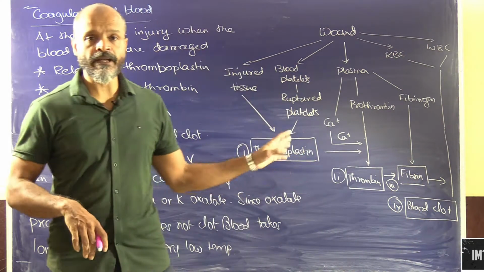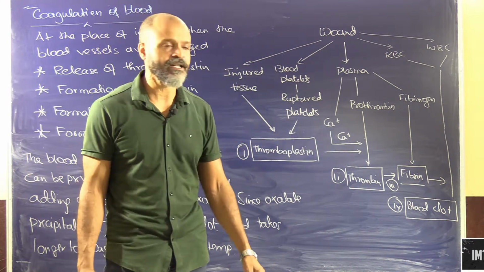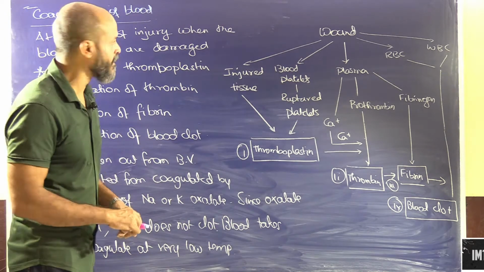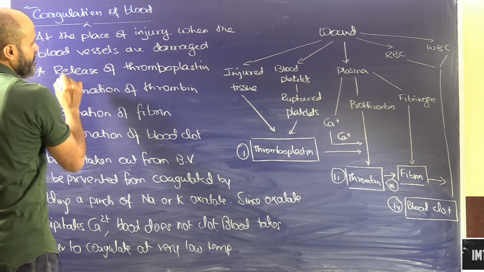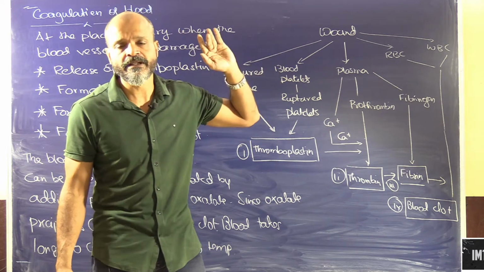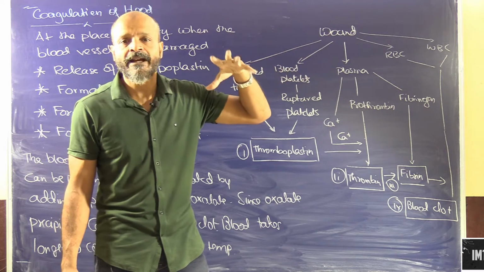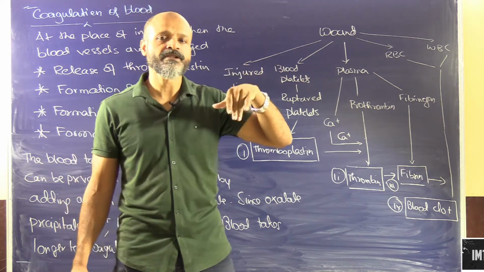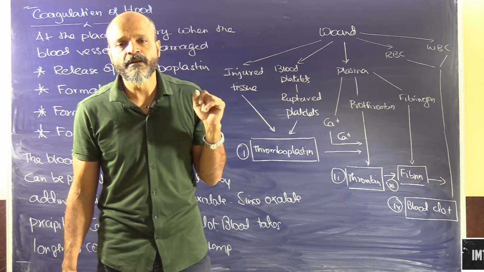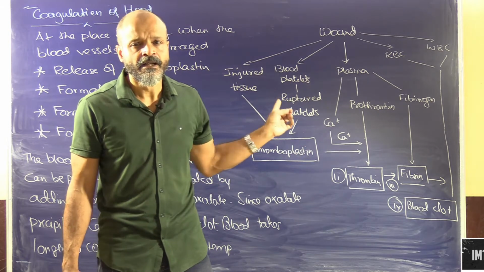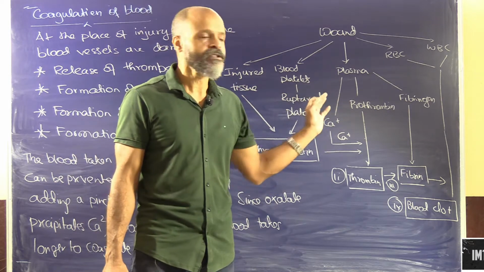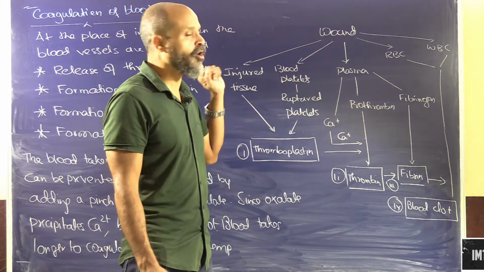So it's a very complex network and a cascade mechanism that we have seen. This is just the gist of it. Okay, what we just need to remember at the place of injury is the minimum thing. Of course, the involvement of the 12 or 13 odd factors in the final production of fibrin and the mesh or the network in which the WBCs and the RBCs get trapped so that the blood is not oozing out, that has to be remembered as well.